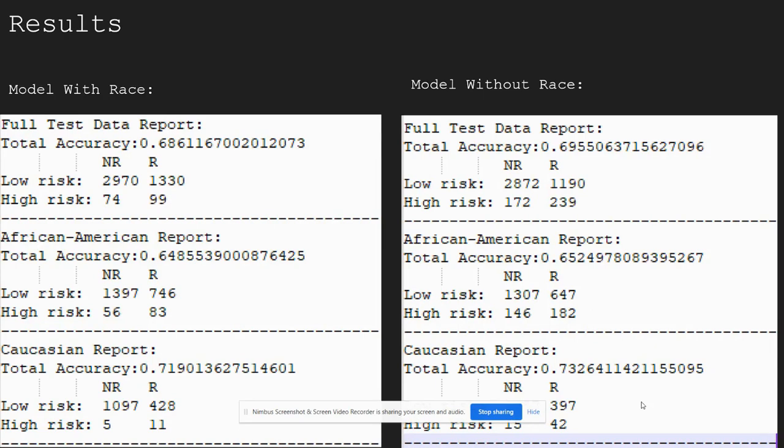The model without race had roughly 1% better accuracy across the board. It overall predicted more recidivism, which led to an overall higher false positive rate than the model with race, especially for African Americans. It also had an 82% false negative rate for African Americans compared to 89% for Caucasians.